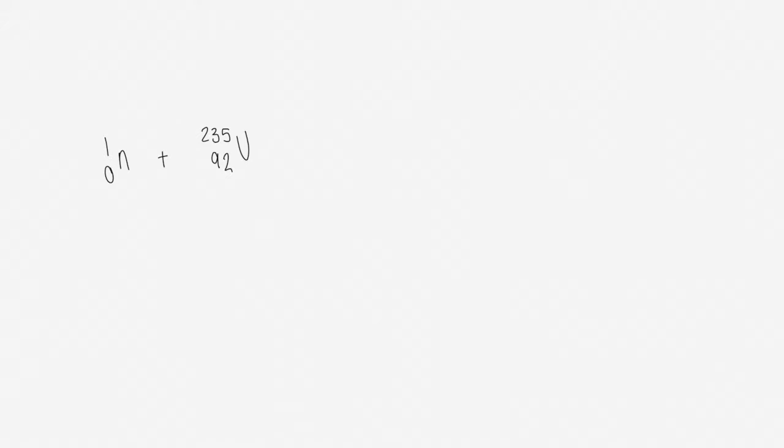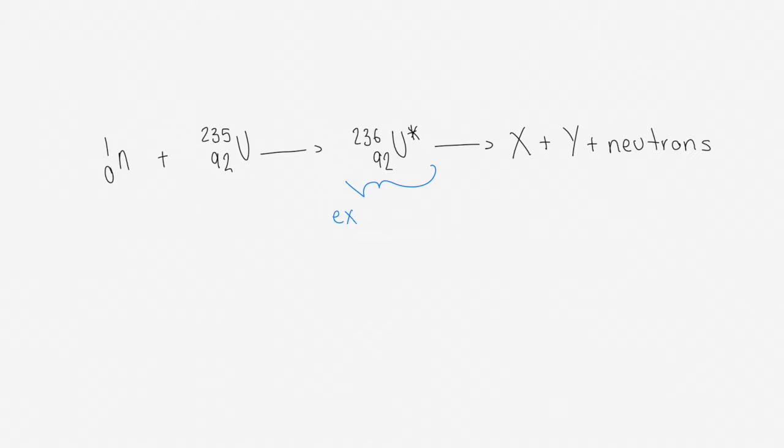In this equation, one thermal neutron combines with uranium-235. Then this uranium, by absorbing the neutron, becomes uranium-236, and this uranium is in its excited state. This means that it is unstable and will then split into two particles and some neutrons. The resulting nuclei X and Y are called fission fragments.